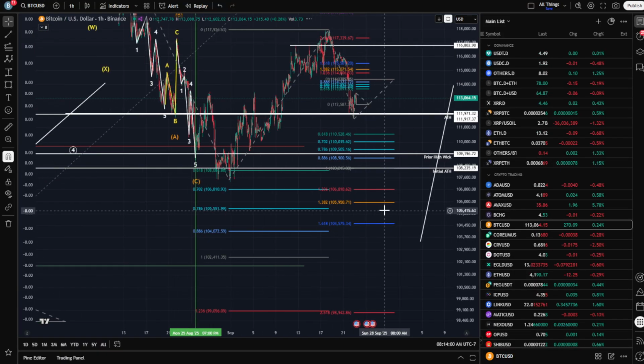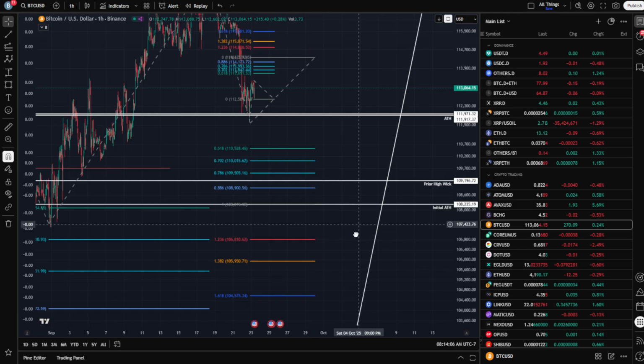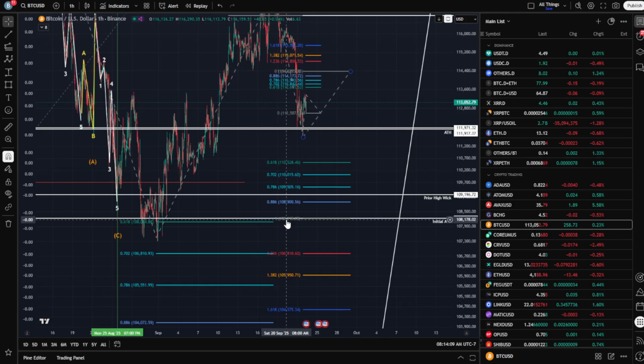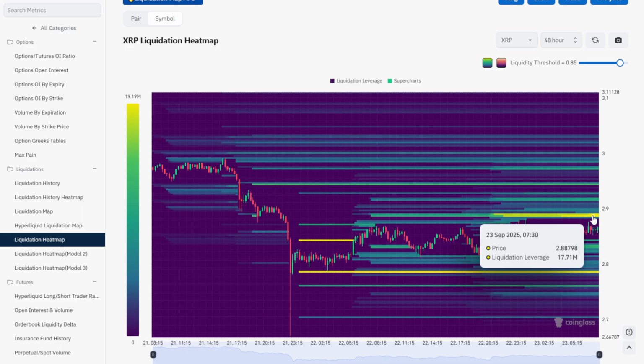Definitely freak everybody out. But for whatever reason, the fact that this lined up with the initial all-time high of Bitcoin for a back test is pretty cool. So I'm going to go with that one just for fun. And lastly, the liquidations, sweep up, sweep down, and we're out of here.